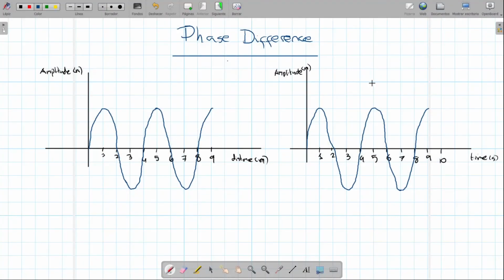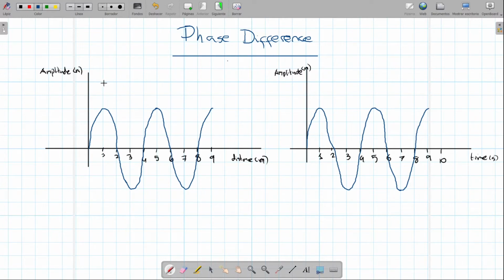Hello, today we're going to talk about phase difference in waves and how to calculate it. The first thing that we must understand is that waves are usually represented in two types of graphs: amplitude in meters versus distance in meters, and amplitude in meters versus time in seconds.